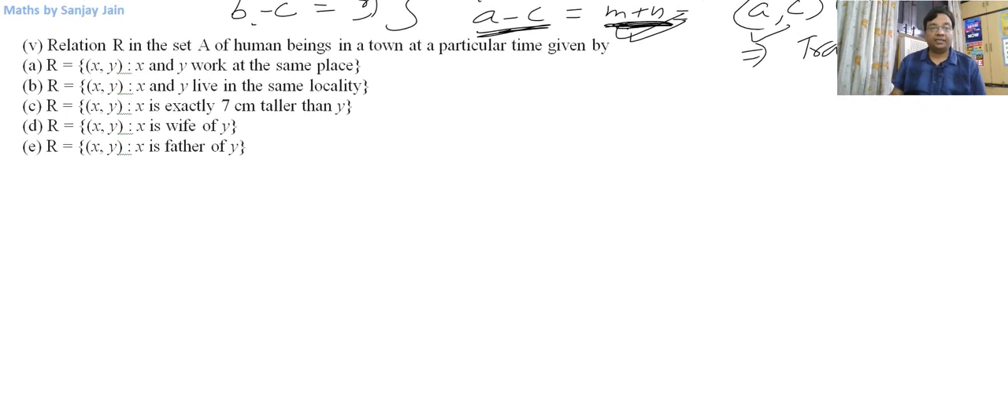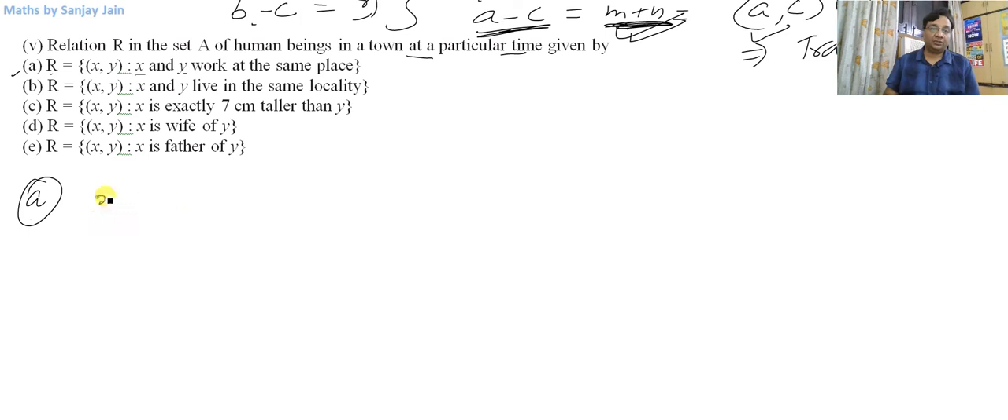Relation R in the set A of human beings in a town at a particular time is given by. So I'll discuss it here. I will not write everything here step by step, I will just explain it to you. You need to write every step. So relation R is defined for the first part. For the A part, the relation is defined as x and y work at the same place.